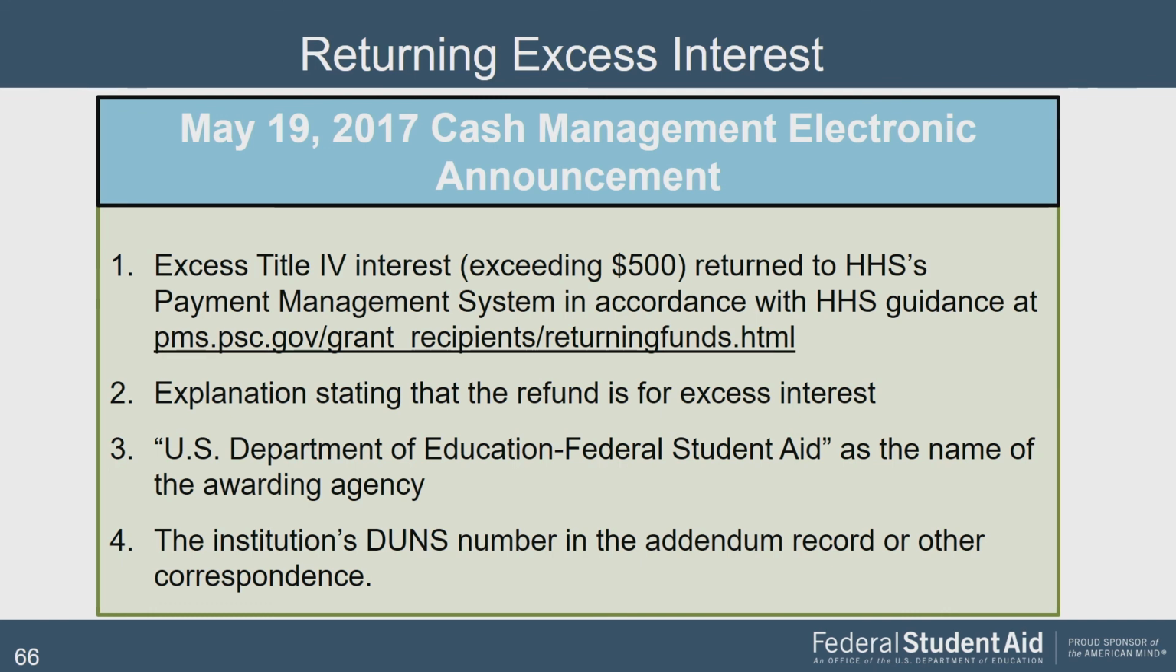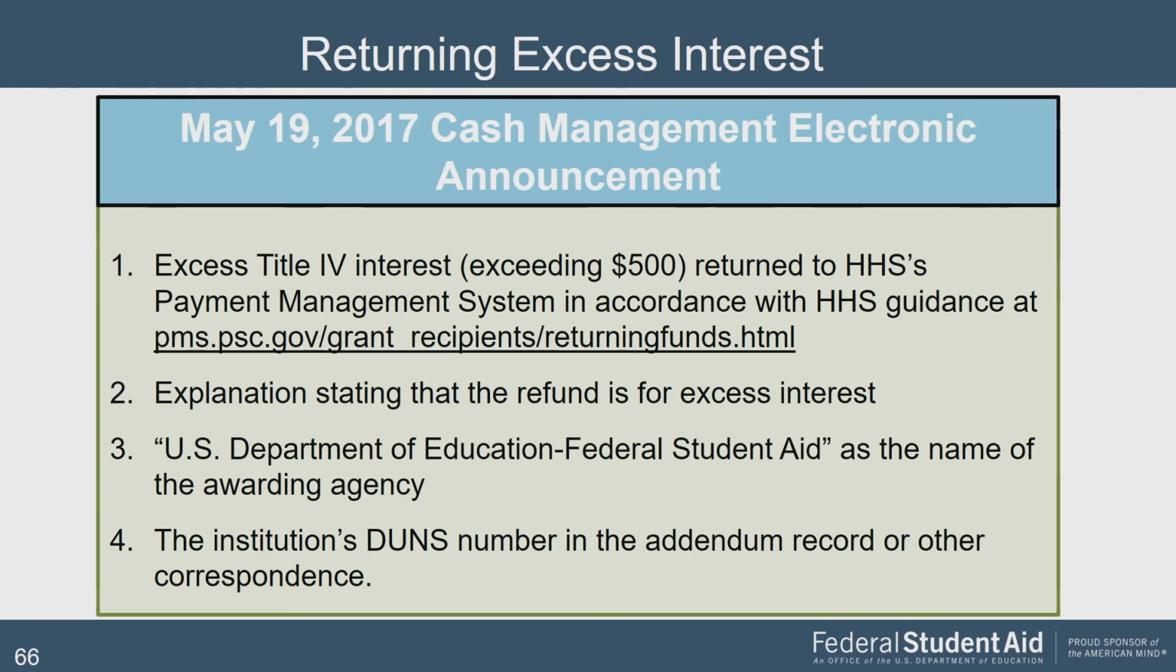When it comes to returning excess cash, there are no new rules. It goes back to the cash management electronic announcement in 2017. Anything exceeding $500 must go back to our procurement system. That's in G5. G5 is for all of U.S. Treasury. That's our procurement system, and you have to return it to HHS if it's over $500. Of course, you're explaining what the refund is for.